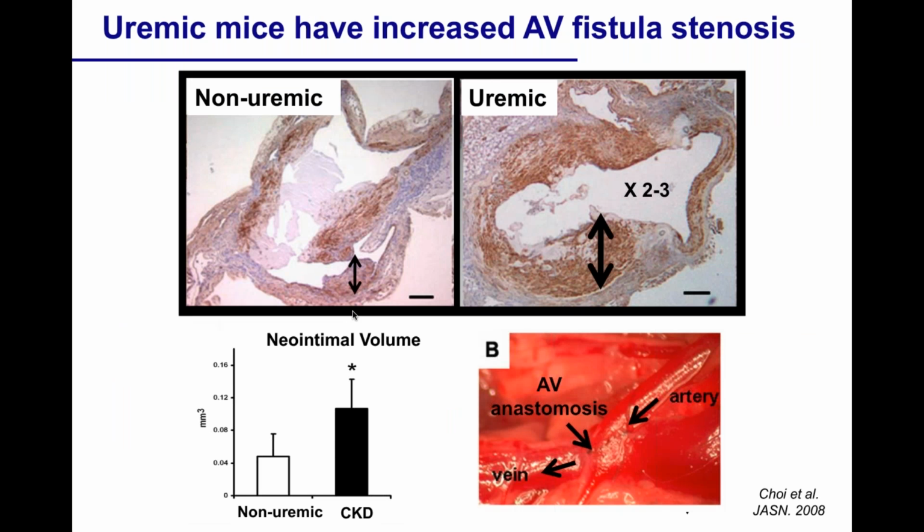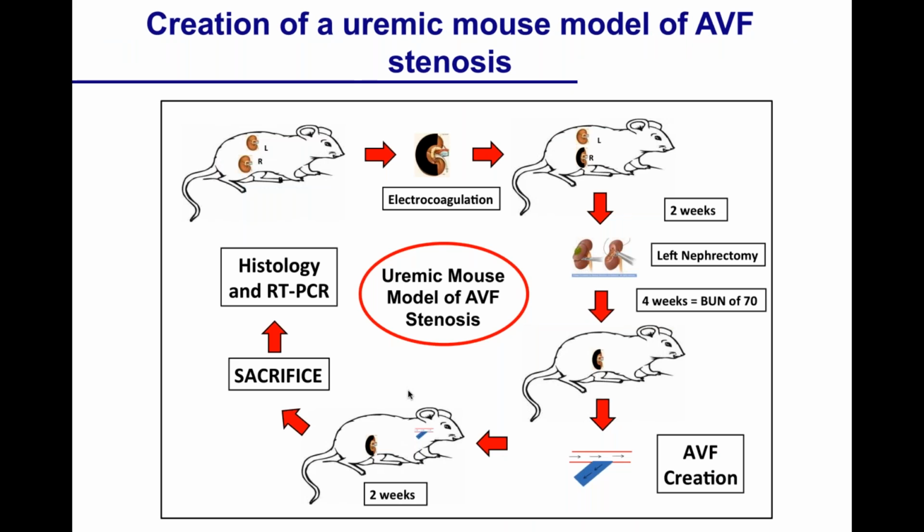And perhaps some of the best work in this area comes from a paper by Dr. Choi, in which he was able to demonstrate that if you create an arteriovenous fistula in a uremic mouse, you get much more aggressive neointimal hyperplasia as compared to similar fistulae created between the carotid artery and the jugular vein of normal or non-uremic animals. And within our lab, we've really, I think to a very great extent, developed a very similar model.